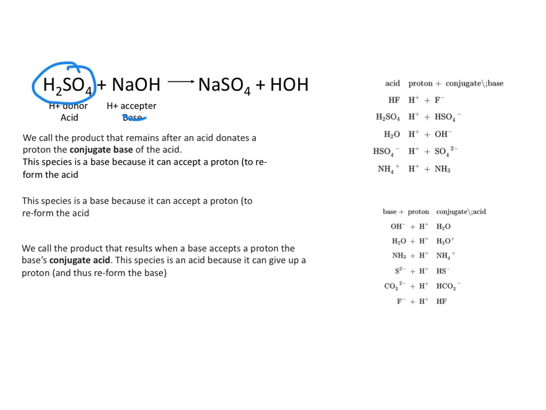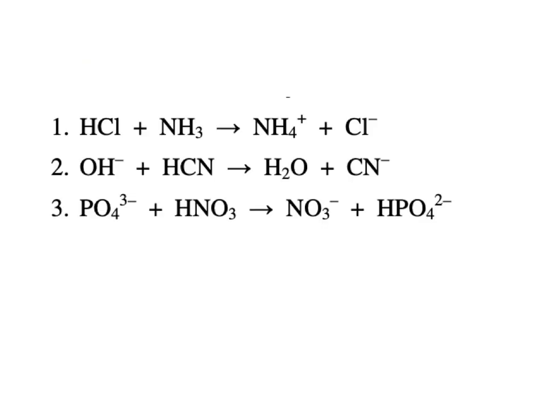If we go back to our definition, the product that remains after the acid donates a hydrogen is called the conjugate base. So let's go through a couple examples and you'll see that this is really pretty straightforward.